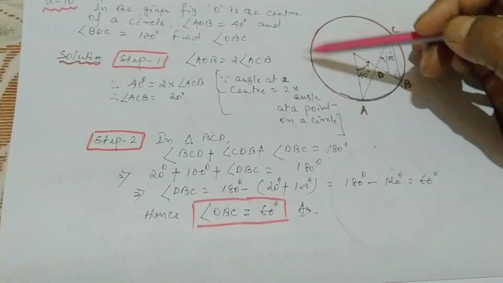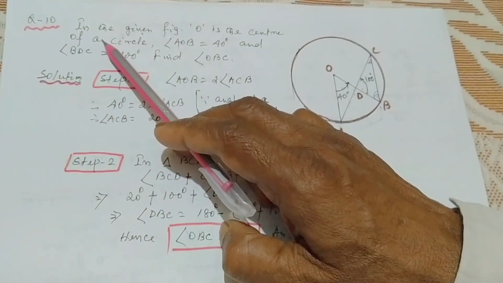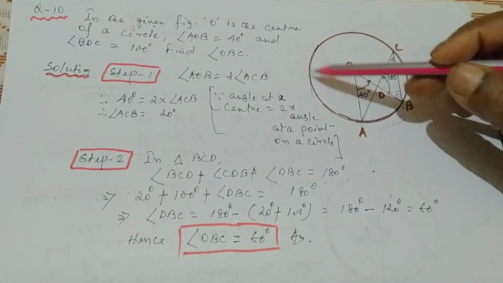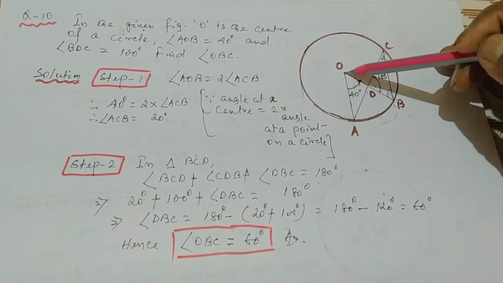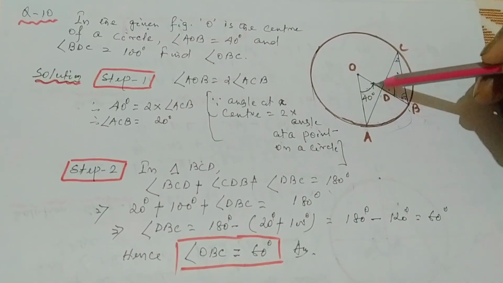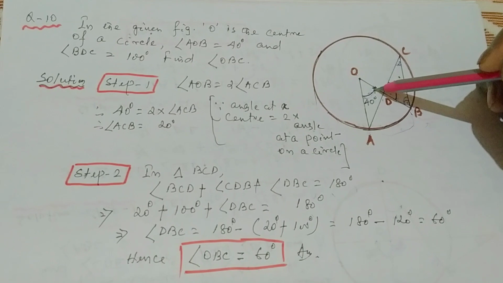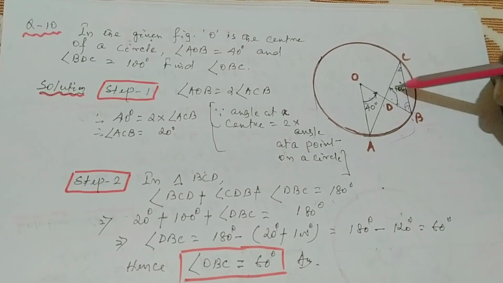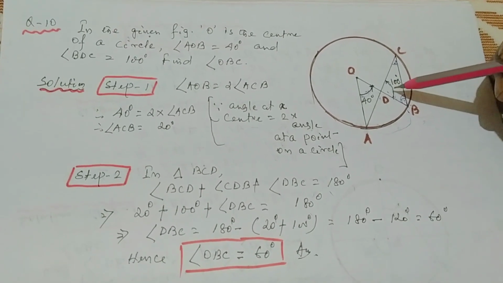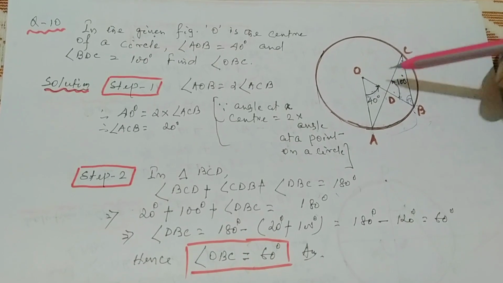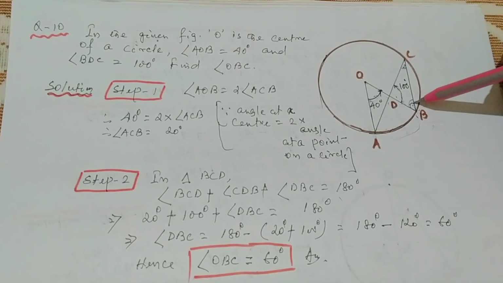चलिए क्वेश्चन नंबर 10 में हम लोग चलते हैं। In the given figure, O is the center of a circle. इस सर्कल में दिखाई पड़ रहा है O सेंटर है, and angle AOB is 40 degree. It is given in the question. And angle BDC, this angle is 100 degree. It is given in the question. Find angle OBC. We have to find out this angle.